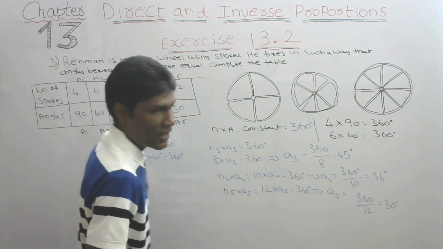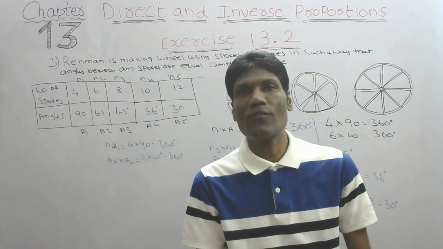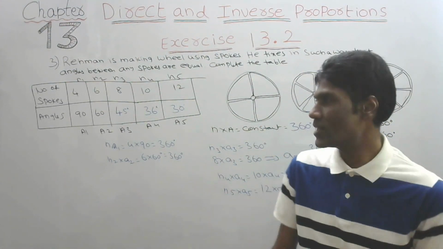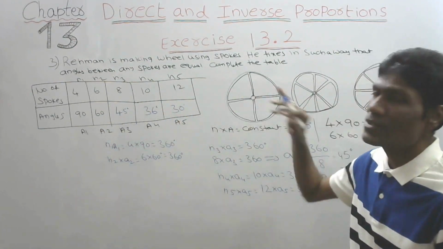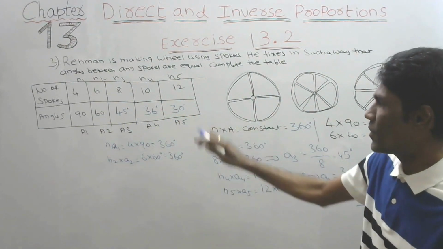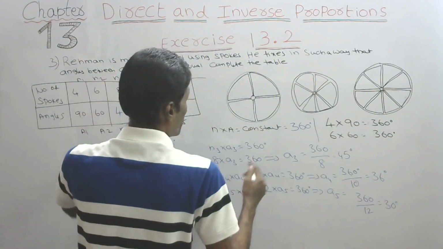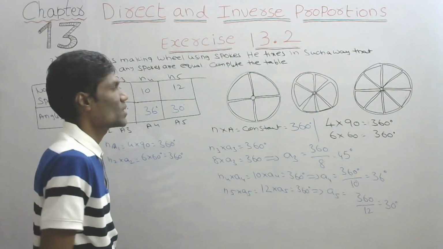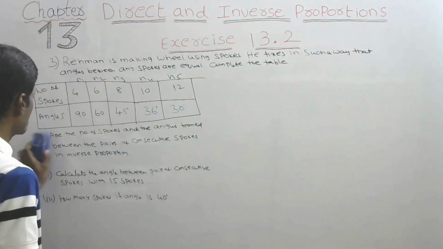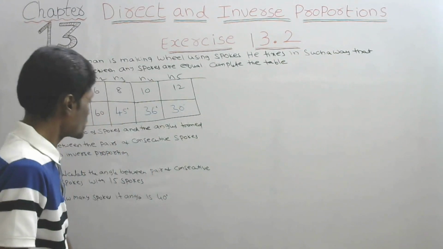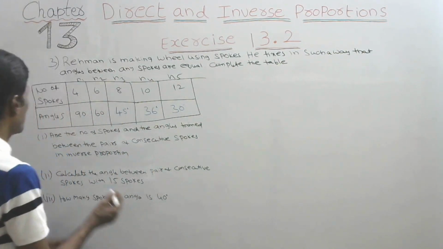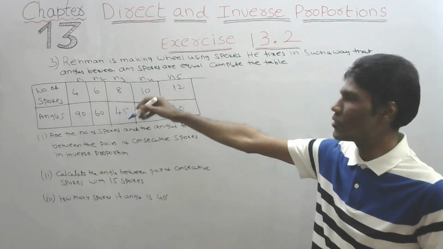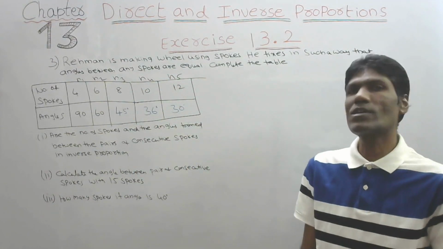So what are we doing? We are making use of a formula: the product of two quantities is always constant, and we are getting these values. This is the first part of the question. It is having some more questions. Let us see what those questions are. These are three more questions. It's a part of the third question only. These questions are also given.